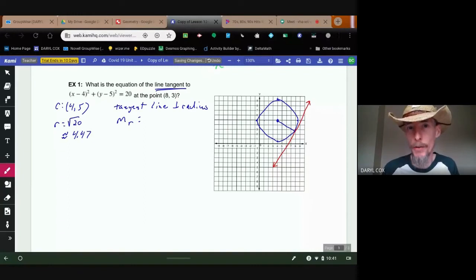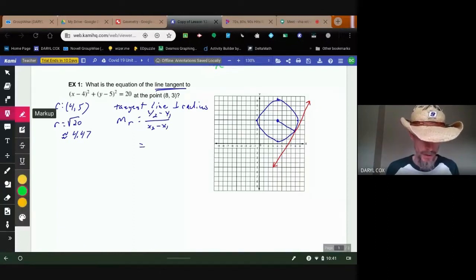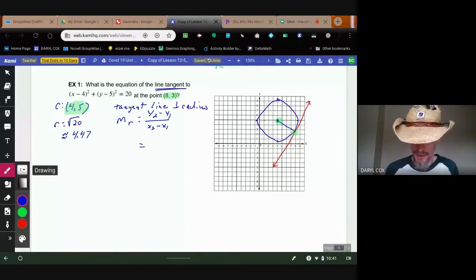I'll use a little sub r there to show that that's the radius. Slope formula, remember, y2 minus y1 over x2 minus x1. The 2 points I'm going to use are my center, because that's the center point here, and this point there. Those 2 points are the ones I'm going to use for my slope of the radius. So that's 3 minus 5 over 8 minus 4. So that gives me negative 2 over 4, and we always simplify our fractions, negative 1/2. That's the slope of the radius.